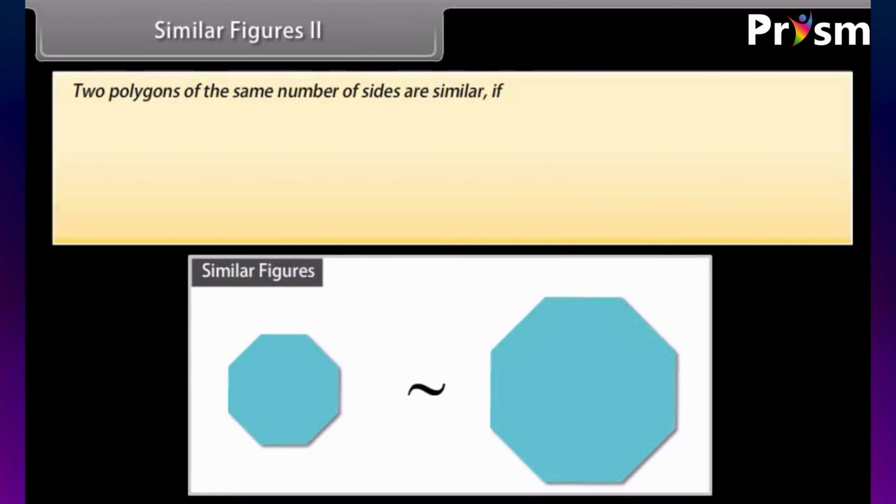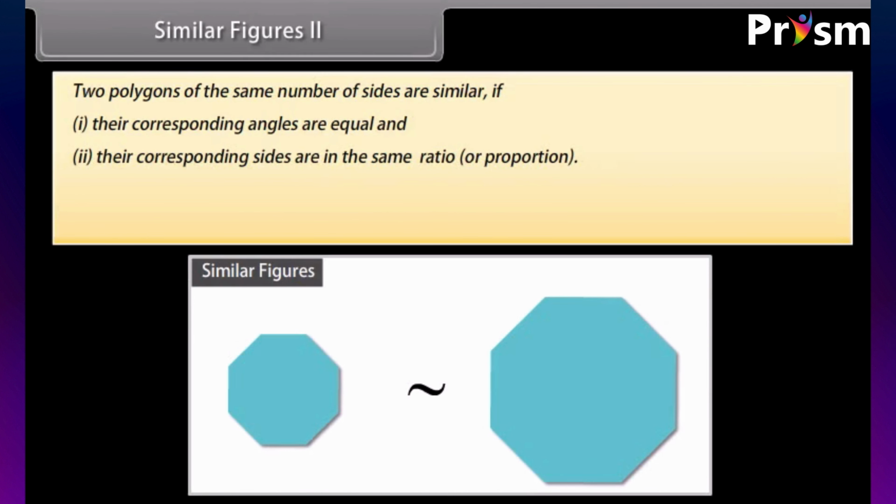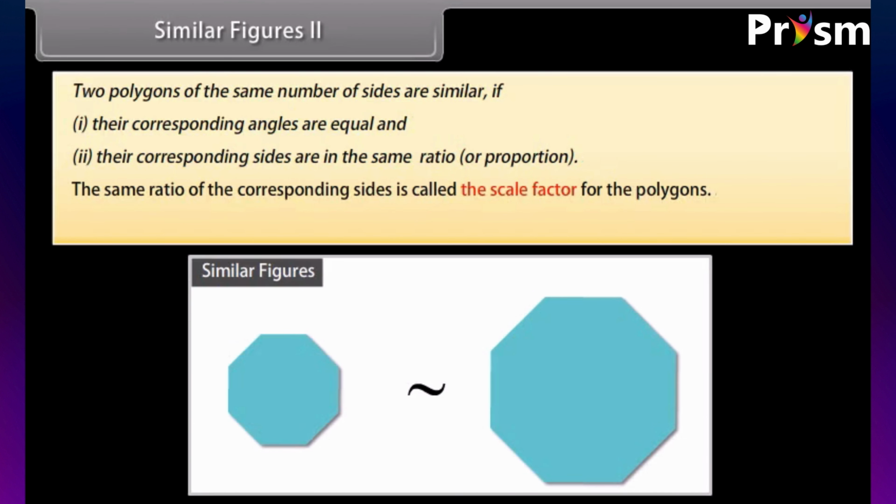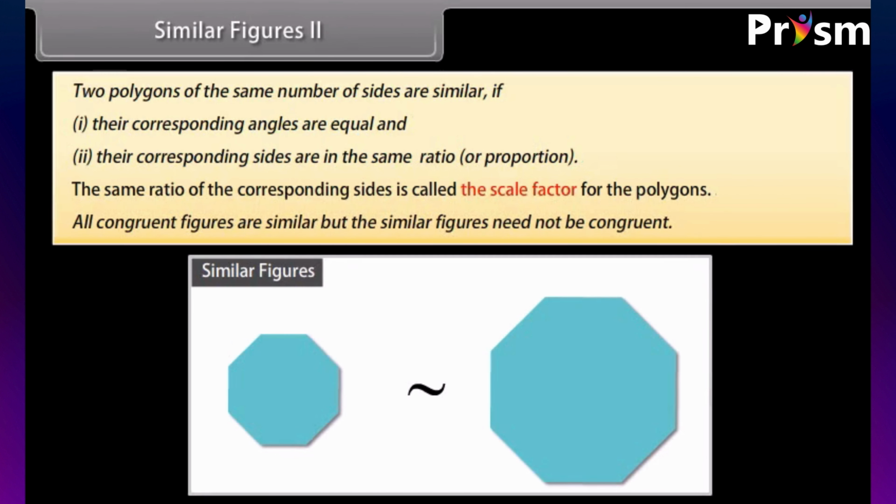Similar figures 2. Two polygons of the same number of sides are similar if 1. their corresponding angles are equal and 2. their corresponding sides are in the same ratio or proportion. The same ratio of the corresponding sides is called the scale factor for the polygons. All congruent figures are similar, but the similar figures need not be congruent.